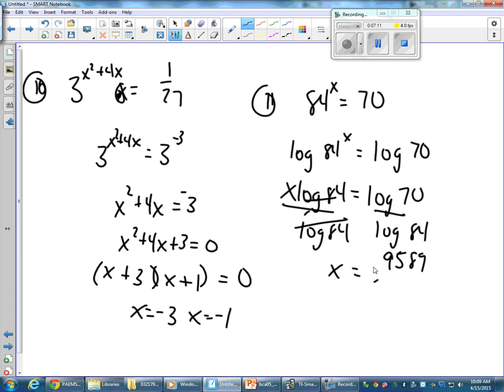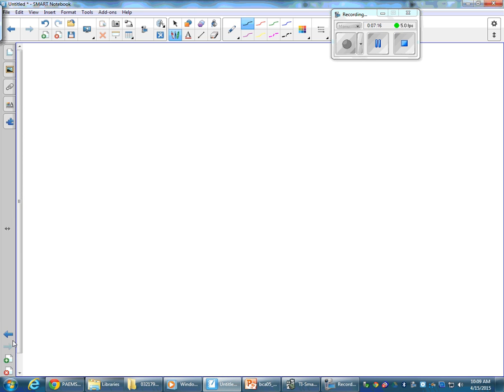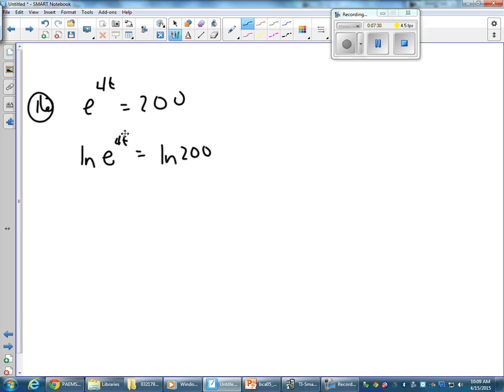Alright, then you get to some that have e's, which means we're going to use natural logs. So, for instance, problem number 16. E to the 4t equals 200. So, to cancel out an e, I'm going to need to do a natural log on both sides. So, just rewrite the problem, but put a natural log on both sides. Bring this to the front. So, 4t times the natural log of e equals the natural log of 200. Natural log of e is 1, so I get 4t equals the natural log of 200.